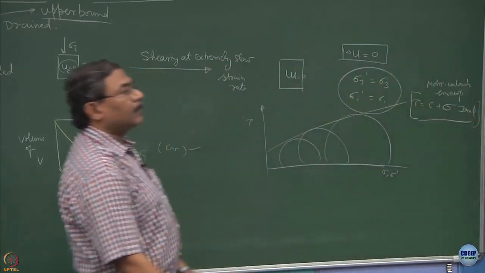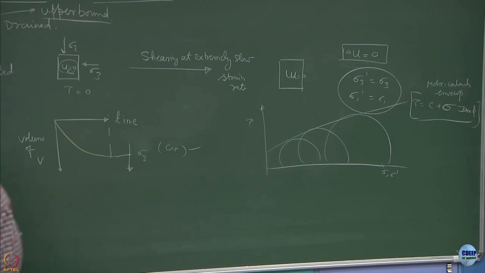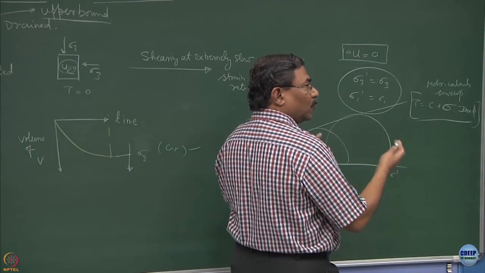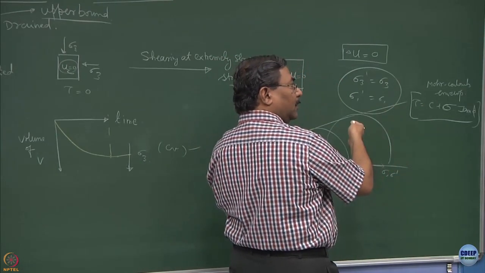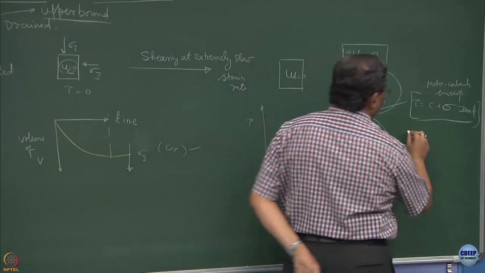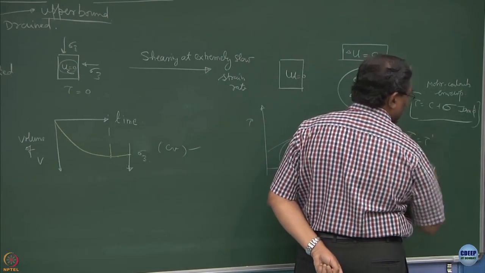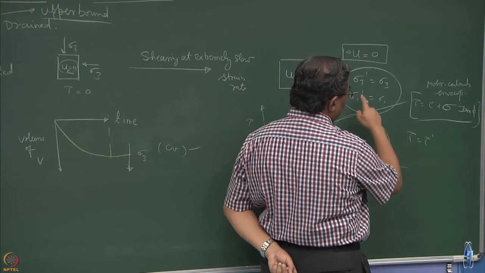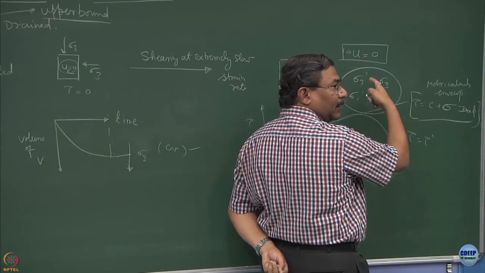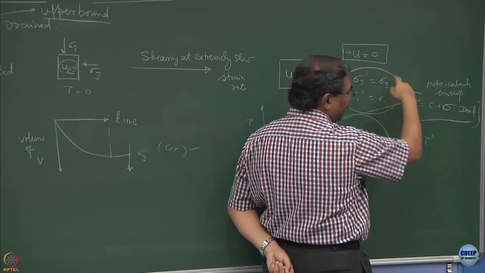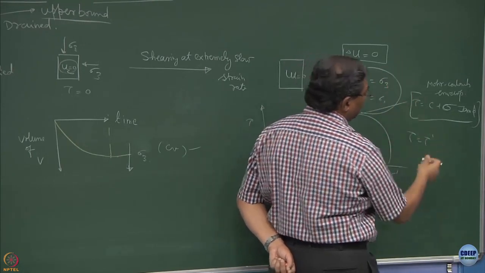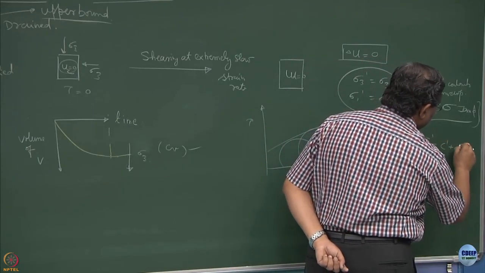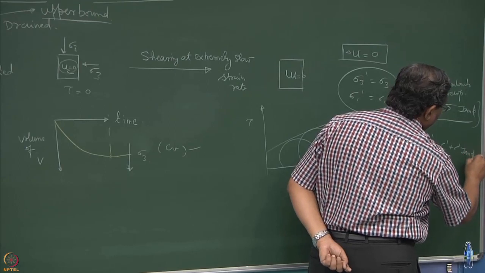Correct. In the effective form, what is going to happen? Because the pore water pressures are 0, the effective Mohr Coulomb envelope will superimpose on this Mohr Coulomb envelope also. That means tau will remain the same as tau prime. Normally, we do not write tau prime because this is your sigma 1 minus sigma 3. Clear? So, this will remain the same as sigma 1 prime minus sigma 3 prime. So, tau prime will also be equal to C prime plus sigma prime tan of phi prime.